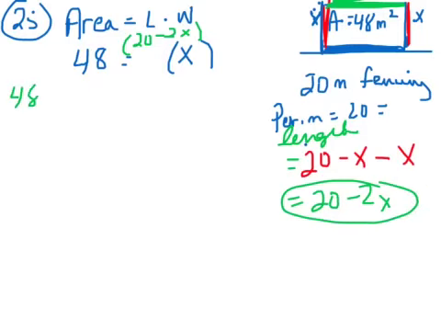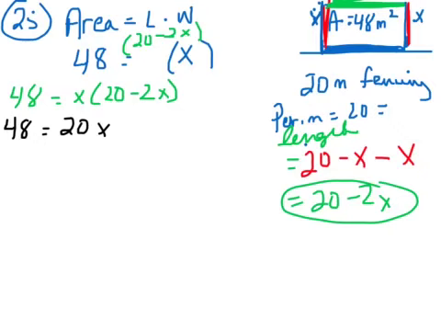So what we have is 48 is equal to 20 minus 2x times x. Let me just write it this way. It'll be easier to look at, won't it? Okay, so let's solve this. 48 is equal to x times 20 is 20x, and x times negative 2x is negative 2x squared.